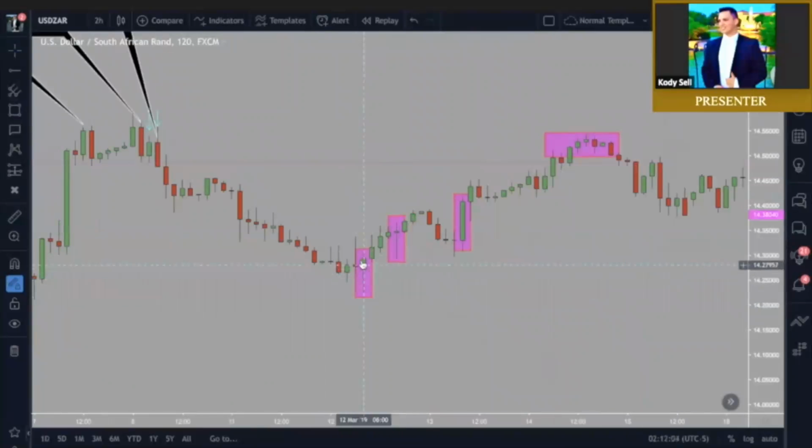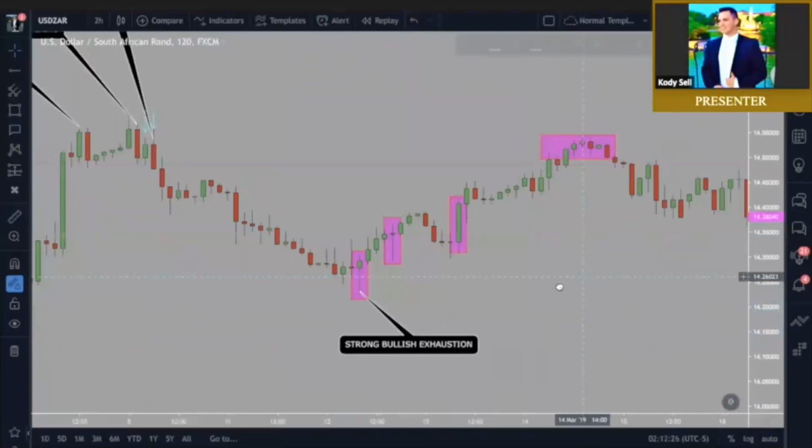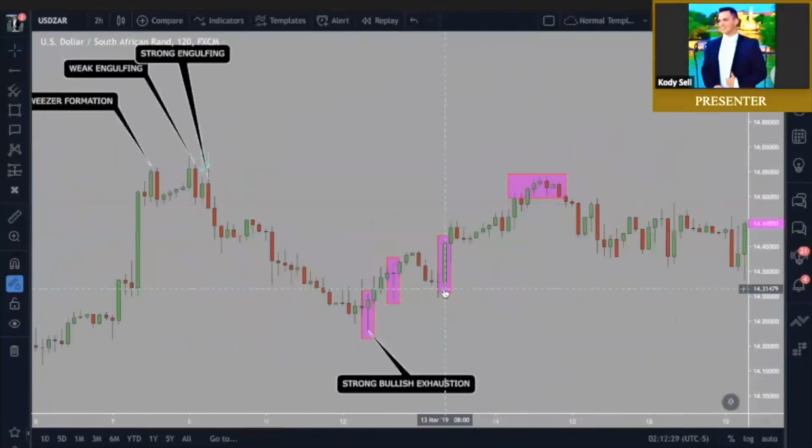This right here was not only a bullish exhaustion, it was one of the stronger bullish exhaustions because price closed higher than it opened, creating a bullish candlestick, a green candlestick. So that was a strong bullish exhaustion indicator right there. So let's go ahead and label this strong bullish exhaustion. All right. What about over here? So let's get rid of these boxes down here so we know the zones that we're looking at.